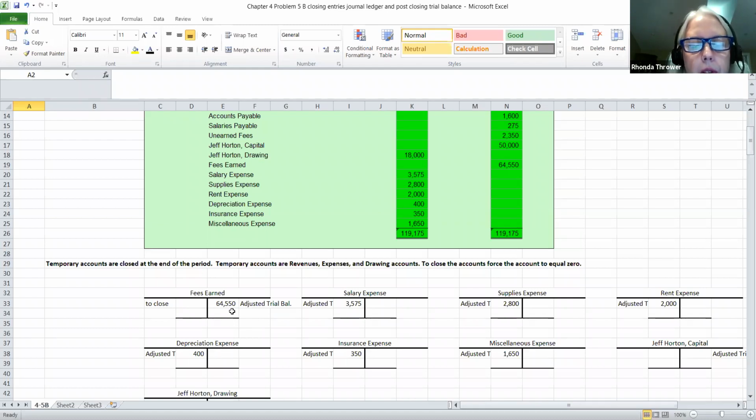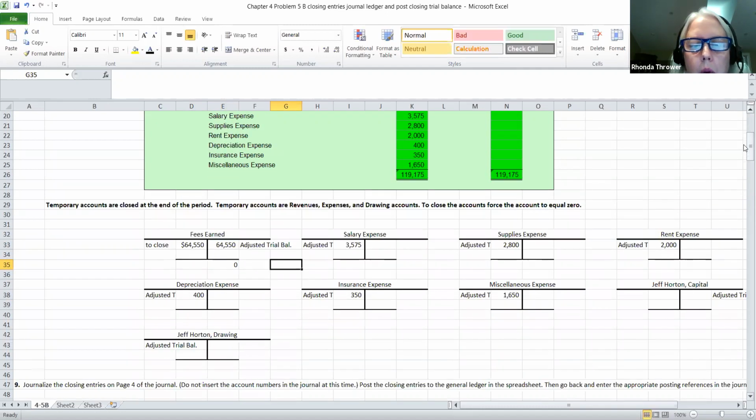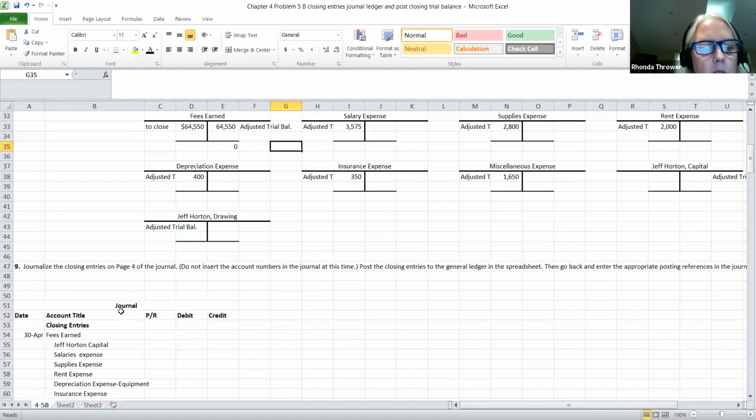Now, when we close this account, we're going to force this account balance of $64,550 to equal zero. So we simply debit the amount of $64,550 to close it. I've got a notation there to show you that it's closed. Our debits will now equal our credits, which means the balance of this fees earned account will be zero. So I've got a debit to my fees earned, and if you want to, you could go ahead and put that debit in the journal.